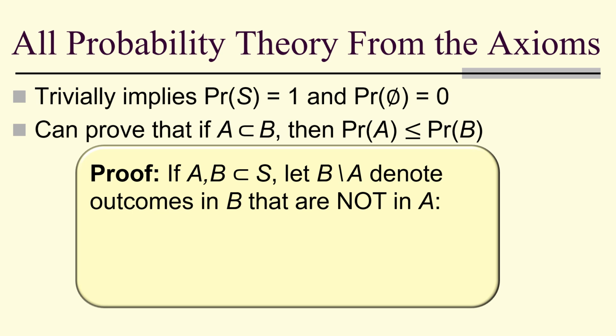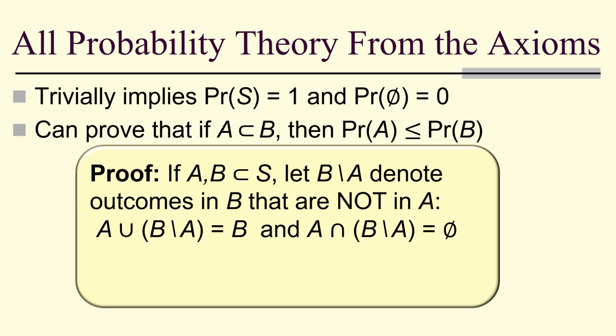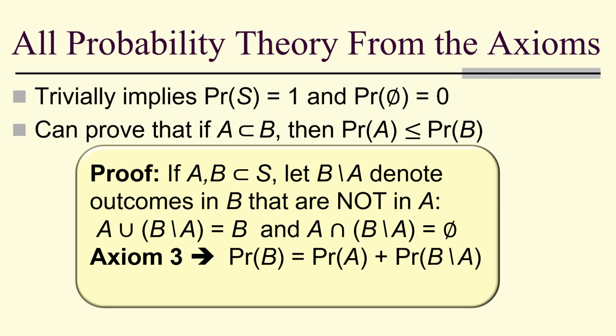If A and B are subsets of S, then let B not A denote outcomes in B that are not in A. Then A union B not A has to be B, and A intersect B not A is the empty set. So axiom 3 says the probability of B is the probability of A plus the probability of B not A, which is non-negative. And therefore, the probability of B is greater than or equal to the probability of A.